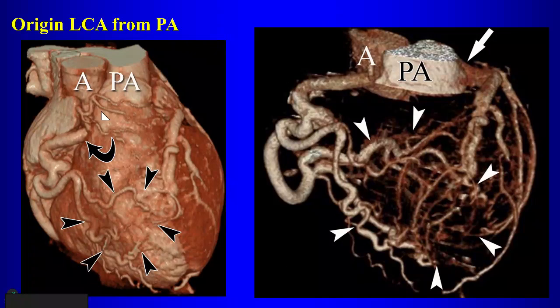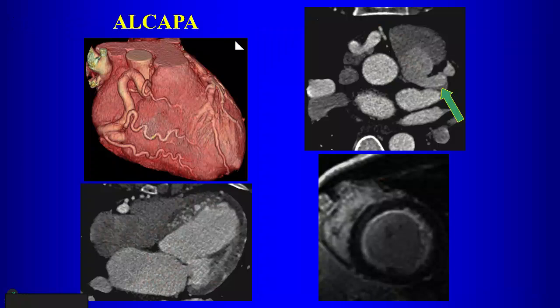So another example here, you can see the collaterals nicely demonstrated here to the right coronary artery, to the left coronary artery, and then the left coronary artery originating from the pulmonary artery. Okay. And then in this example, we also see the collaterals. Notice on MRI, the diffuse subendocardial enhancement because of subendocardial infarct from the ischemia of the left ventricle as a result of the reverse flow within the left coronary circulation.